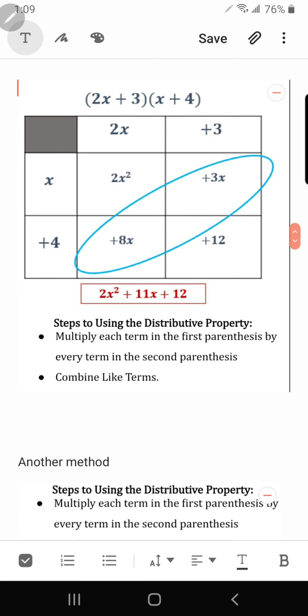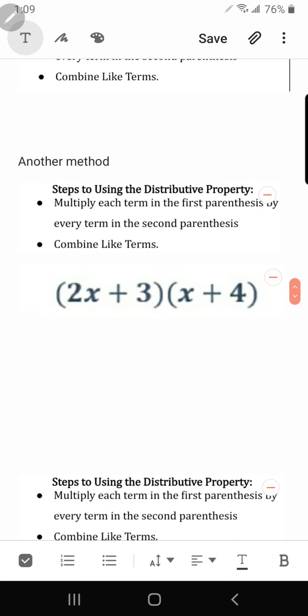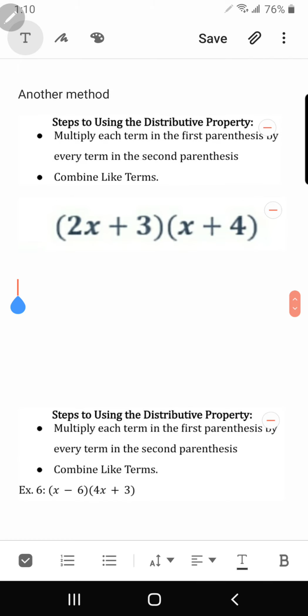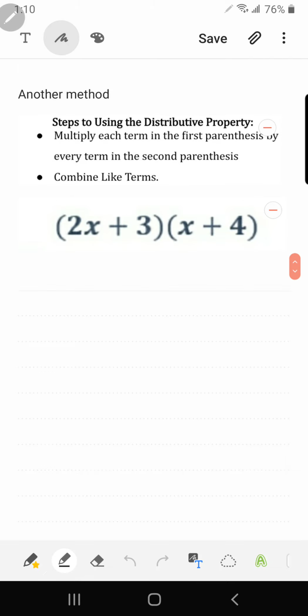Now, of course, the second method is distribution. So we're going to use the same exact question, 2x plus 3 times x plus 4. The distribution method says we're going to take my 2x plus 3 times my x plus 4.